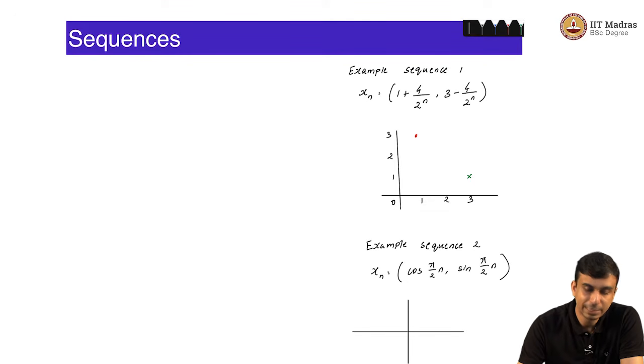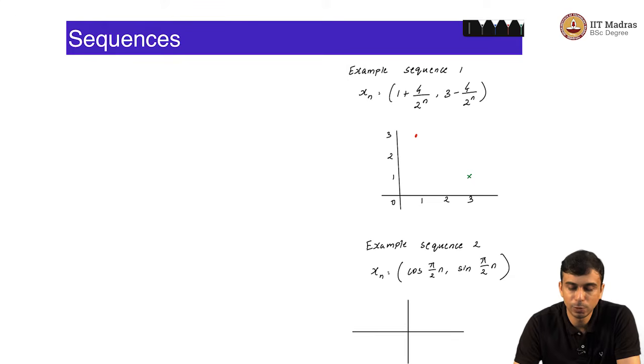For example, let us set n equal to 1. If we set n equal to 1, x1 is simply 1 plus 2, 3 minus 2, which is 3, 1, which is this element here. You can then substitute n equal to 2, you would get 1 plus 1, 3 minus 1, which is 2, 2. And you can keep on increasing n, and for large enough n, you can see that 1 plus 4 by 2 power n is approximately going to be equal to 1, and 3 minus 4 by 2 power n is approximately going to be equal to 3.